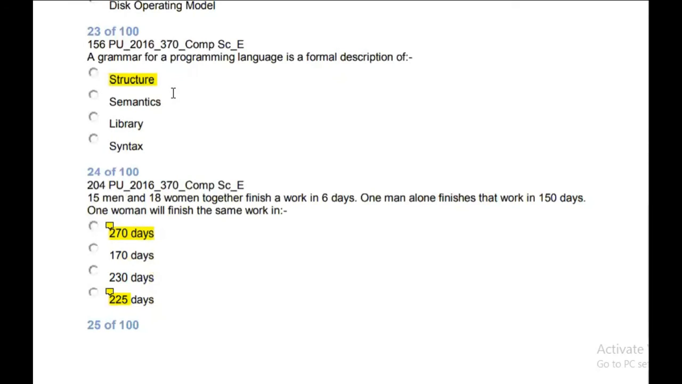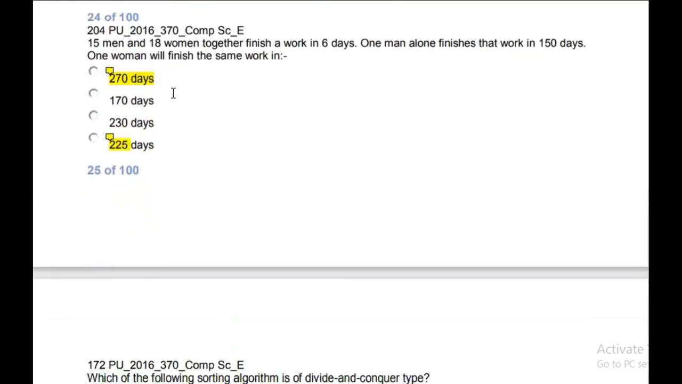Question number 23. A grammar for a programming language is a formal description of structure. Option A.